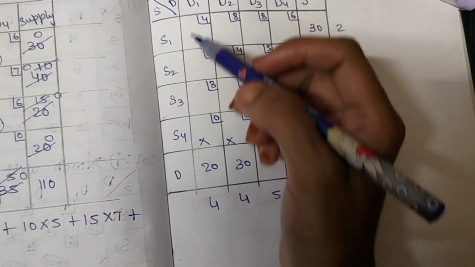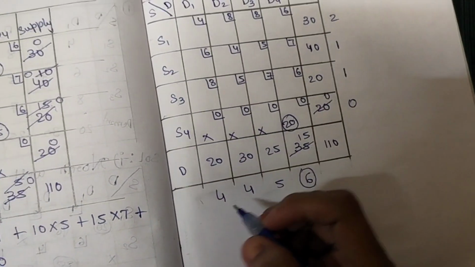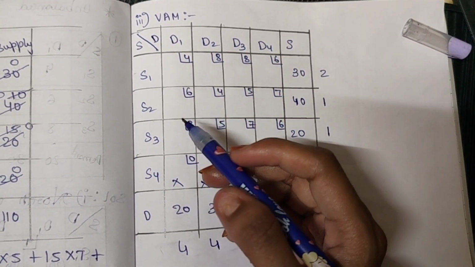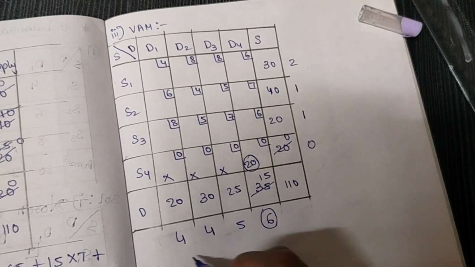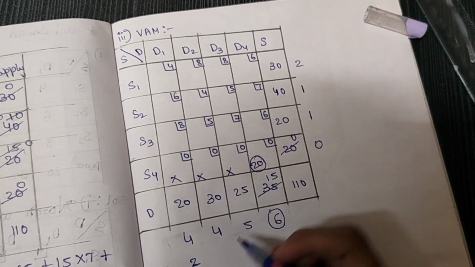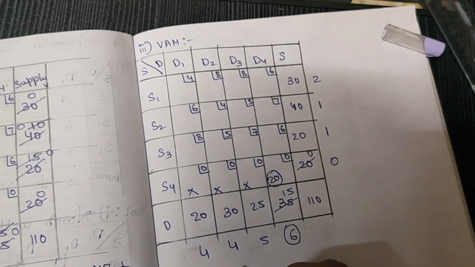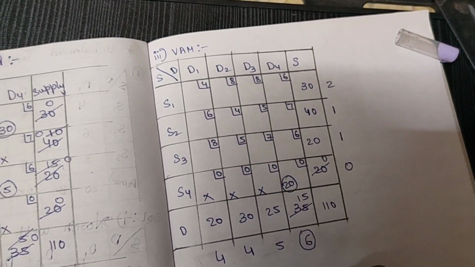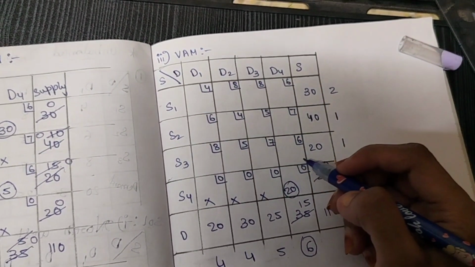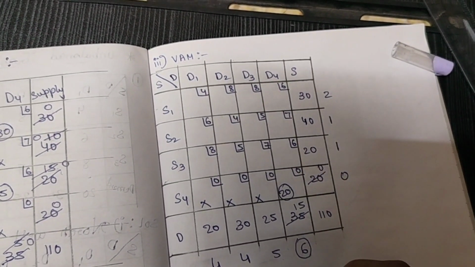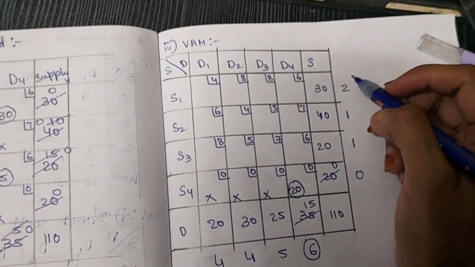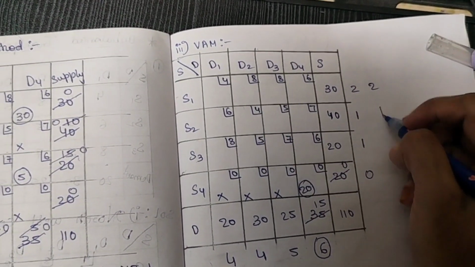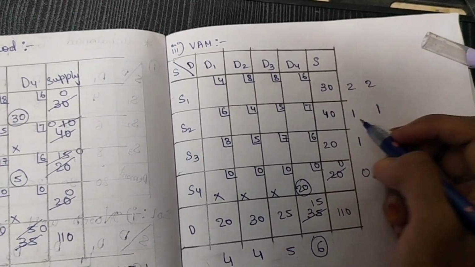Next we have to check all the penalties again for the second time. Now for the D1 column we have the least costs 4 and 6, so we compare 4 and 6: 6 minus 4, 2. For this column 4 and 5, 5 minus 4, 1. For this column 5 and 7, 7 minus 5, 2. For this column 6 and 7, 7 minus 6, 1. For this row we have 4 and 6, same, 2. For this row same, 1. For this row same, 1, as nothing has been crossed out here.